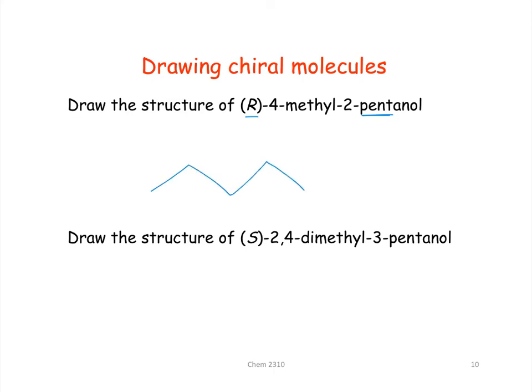1, 2, 3, 4, 5. At the 2 position is going to be an alcohol, right? And at the 4 position, it's going to be a methyl group. So we're going to just number this from left to right. We're just going to do it like this: 1, 2, 3, 4. Let's draw the methyl group first, right here.